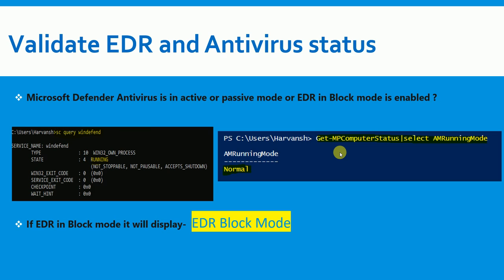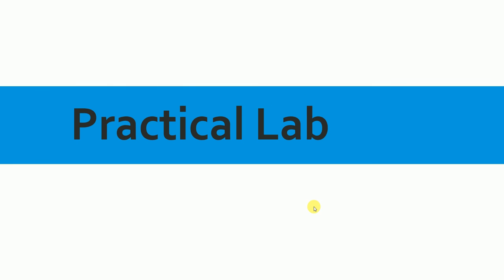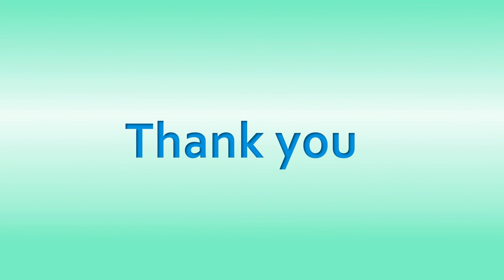If you have the Defender antivirus and you are checking the EDR block mode, then it will give you the output Normal. If you enable EDR on that machine and you are running a different antivirus like Symantec, Trend Micro, McAfee or any other, then it will give you the output EDR Block Mode. So that's how you can test it. Now let's move to the practical lab and start creating the policy.